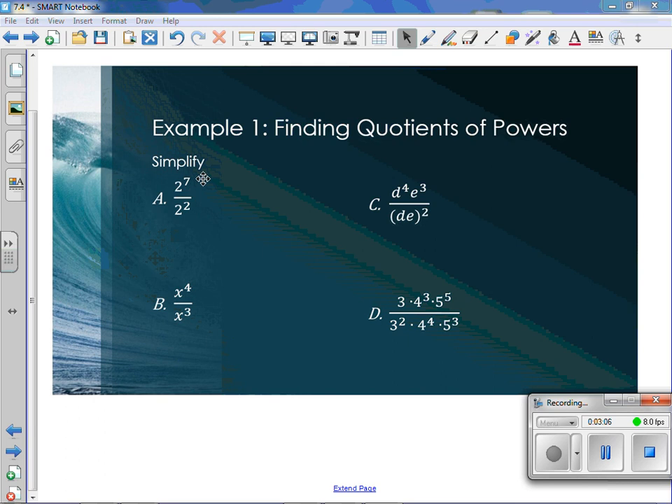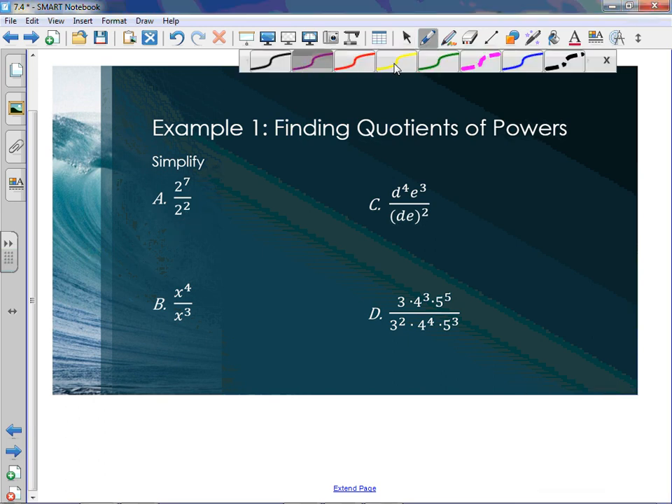We have 2 to the 7th over 2 squared. So when they play tug of war, the top would win by 5. Again, if the top wins, you don't have to write any of the denominator. It's just 2 to the 5th. Next we have b, x to the 4th over x to the 3rd, so the top wins by 1.